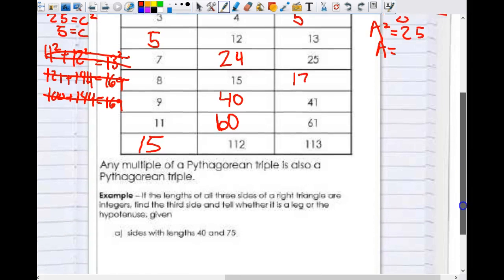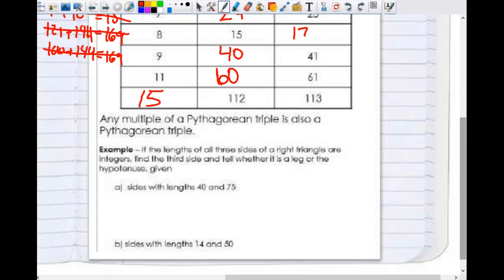Okay. Pythagorean triplets can also be multiples of each other. So for example, it says find the last side. We have 40 and 75. Well, if we look up here, I see 40. Do you see a 75 on any of these? No. So we know it's some sort of multiple. We have 40 and 75. What can we divide both of these by? 5. We get 8 and 15.